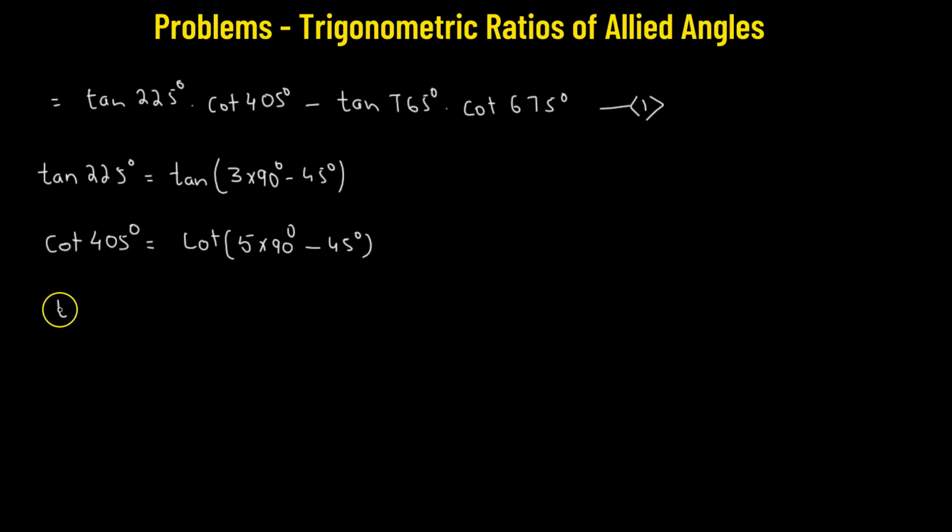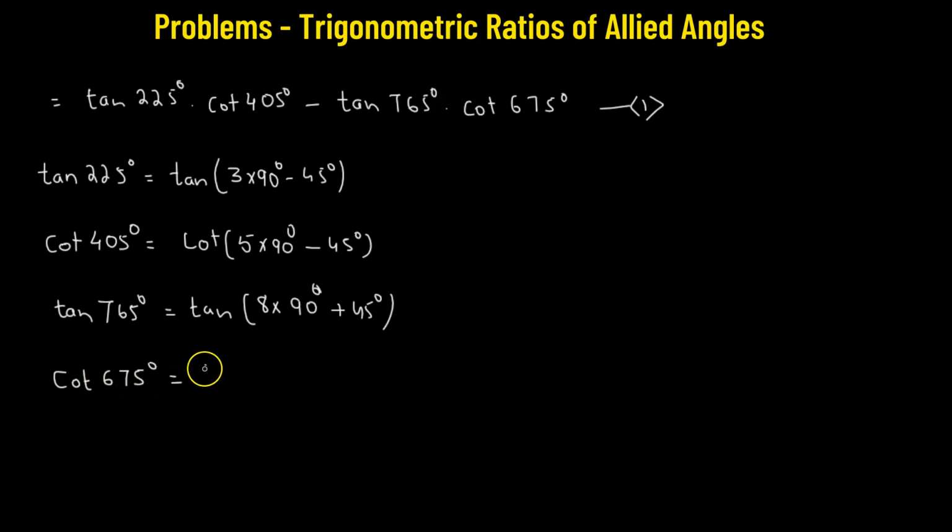Next, we come to tangent of 765 degrees, which will be equal to tangent of, we'll take 8 times 90 degrees, so that's 720 degrees. We are short of 45 degrees to get to 765 degrees. And finally, we have cotangent of 675 degrees, which will be equal to cotangent of, if we take 7 times 90 degrees, that's 630 degrees, and we are short of 45 degrees.